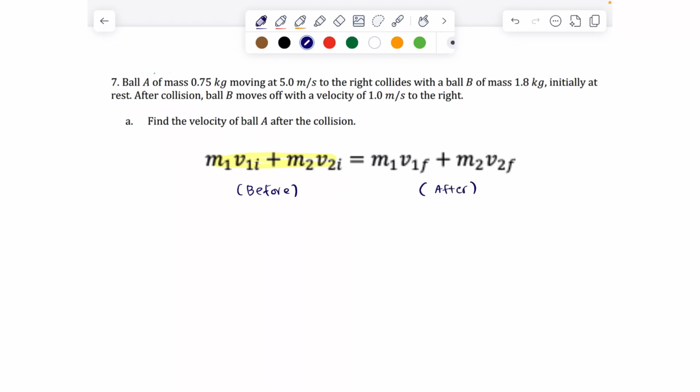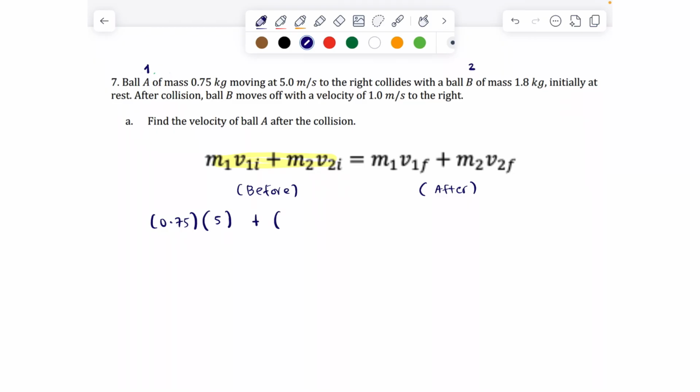So let us just substitute our values. So here we could consider ball A as our mass 1 and ball B as our object 2 or mass 2. So let's substitute that. Mass 1 is equal to 0.5 kilograms multiplied by the initial velocity of ball 1. Now it says here ball A is moving at 5.0 meters per second to the right. So therefore that is the initial velocity of our object 1 or ball A. So that's going to be 5.0 meters per second.